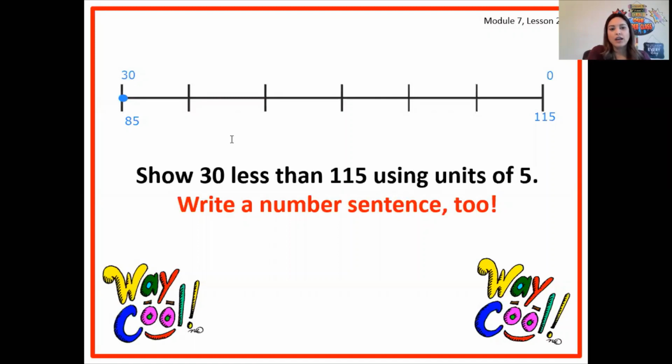Now we can write our number sentence. So go ahead and write your number sentence that you think is the correct one. So I'm going to do 85 because that was my starting point, plus 30, right? Because that's what it showed, equals 115. Very good. And my other number sentence could be 115 minus the 30 less that we showed equals 85.